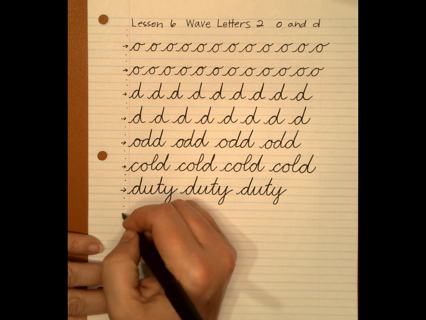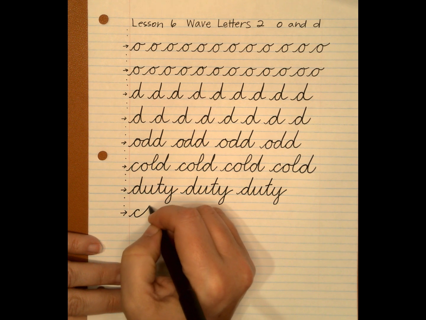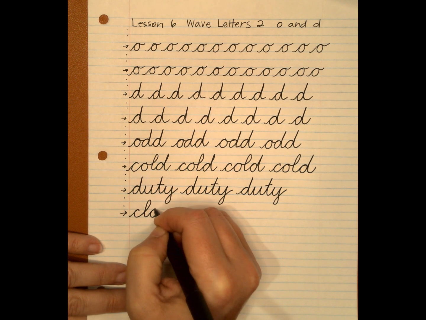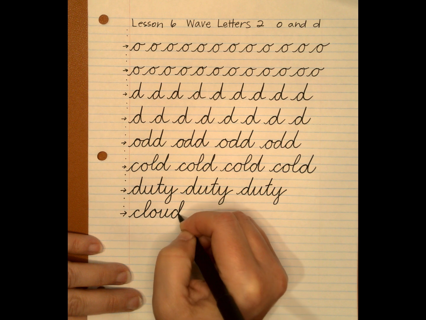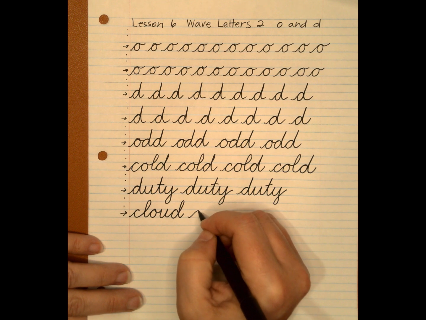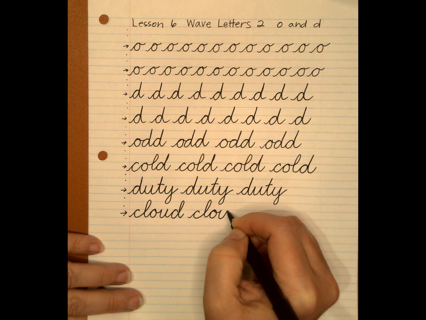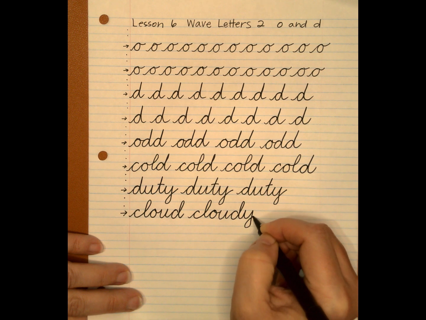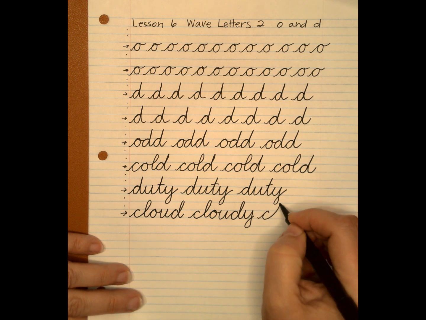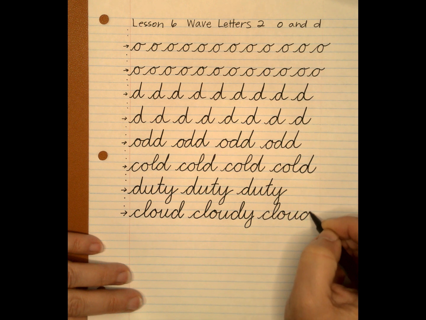And the last word for this lesson is going to be cloud. And we'll try cloudy also. So cloud is cloud. And then for cloudy, we'll add the Y at the end here. You have a wave, a loop, a wave, double swipe. Make the D, you have a wave and a loop again. And then to make the Y is a double swipe with a tail.